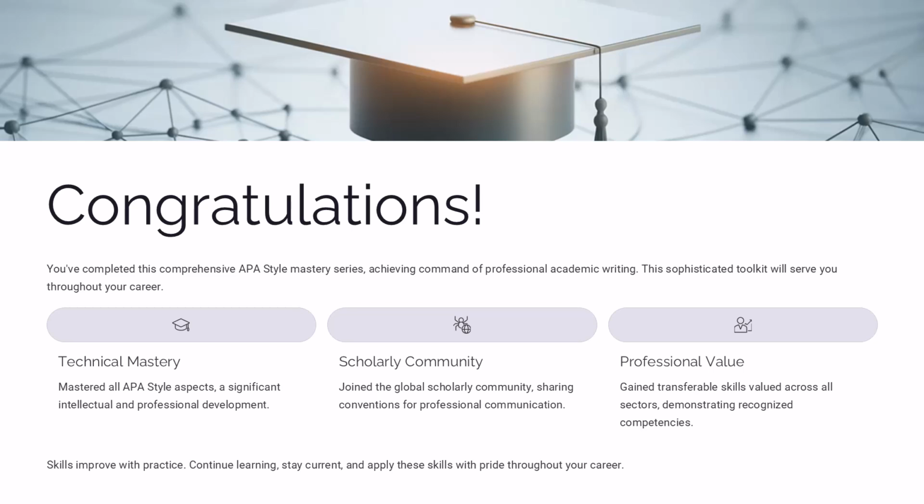APA-style guidelines are updated periodically, new technologies create new citation challenges, and your own understanding will deepen with experience. The foundation you've built provides the framework for lifelong learning and professional growth. Most importantly, use these skills with pride and purpose. You've invested significant time and effort in developing professional competency that will serve you throughout your career. Apply these skills consistently, share your knowledge with others, and contribute to the scholarly community with integrity and excellence.